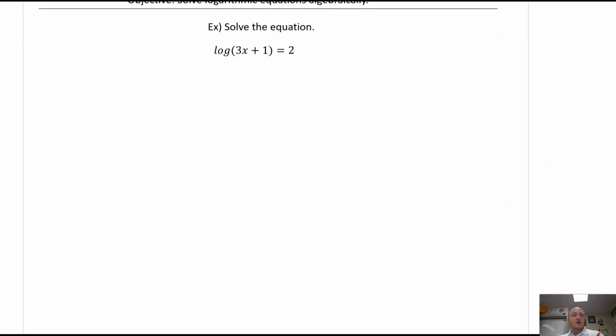Okay, here we go. This time we have the common log of 3x plus 1 is equal to 2.